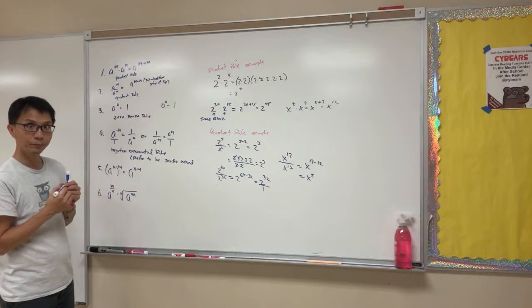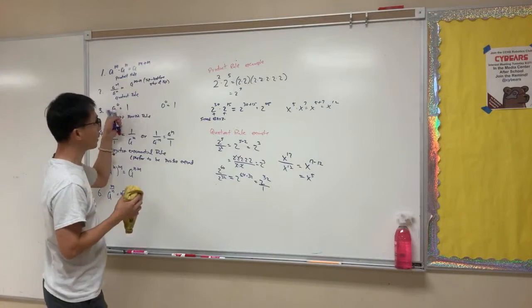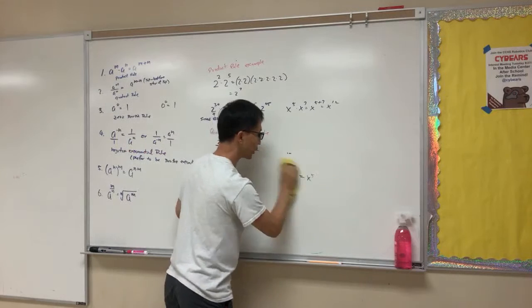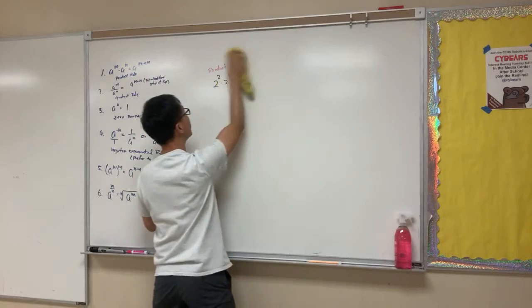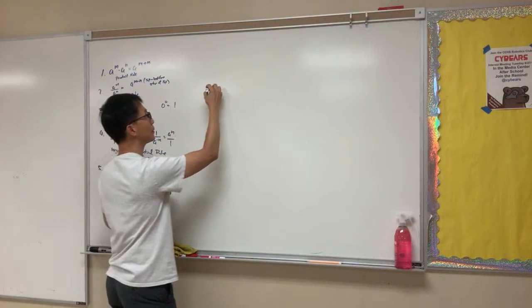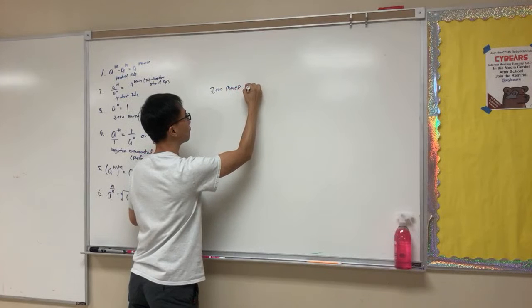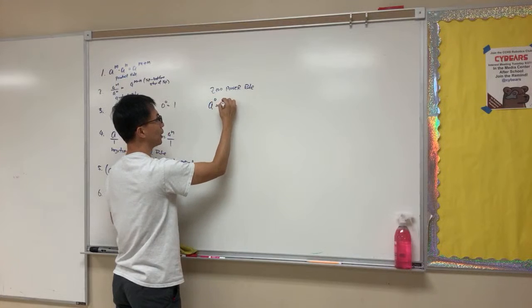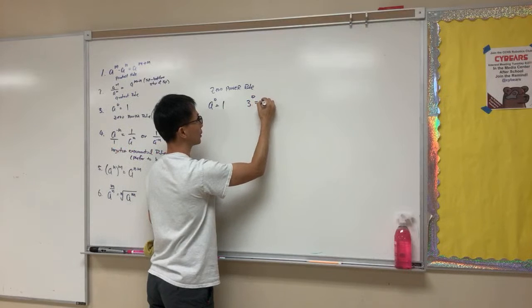Now the next thing we're going to talk about is the zero power rule. These two, we already practiced. We're going to put everything together. So what is the zero power rule? The zero power rule just says anything to the 0 is equal to 1. So for example, 3 to the 0 is 1.